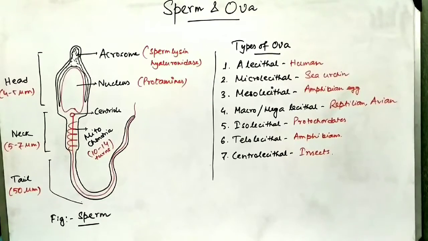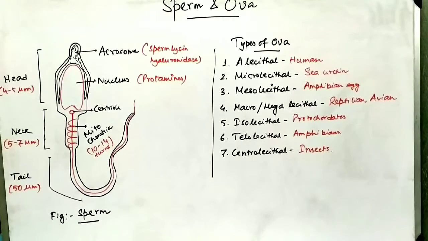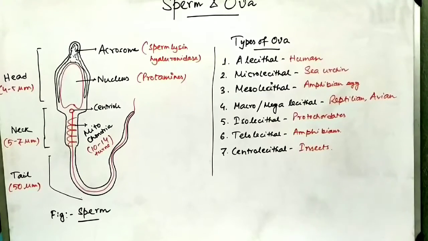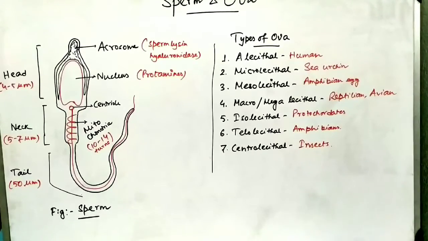So these are the types of ova, and it is not related to human reproduction, but you can gain different types of knowledge of zoology in this lecture.